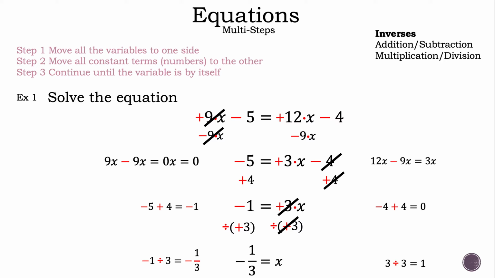And we have one more step. You're not going to see it written like that. You're going to see the x written first because that is the norm, and you get x is equal to negative 1/3 as your answer.